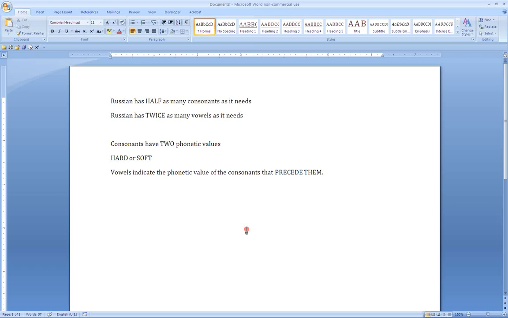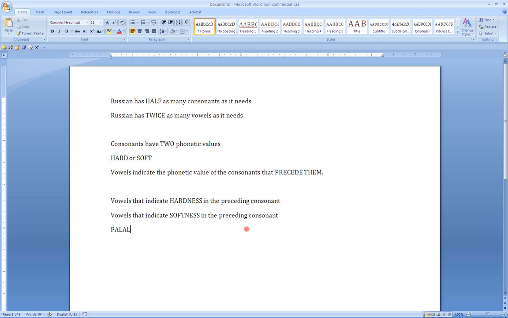So now you understand that Russian has twice as many vowels because vowels perform an additional function in Russian. There are vowels that indicate hardness in the preceding consonant, and there are vowels that indicate softness in the preceding consonant. We talk about hardness and softness, and really what we should talk about is consonants that are pronounced in a palatalized way.